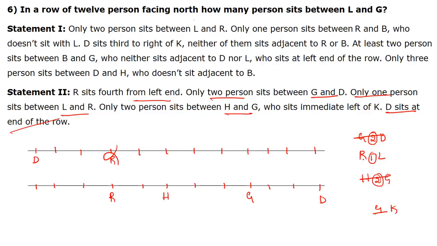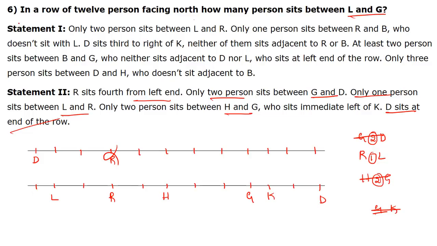Now between R and L there is a gap of 1 person. So R is here, 1 person, L cannot be placed here. We have to go this side, 1 place. So L has to be placed here. I hope you got it. Now K's immediate left must be G. So if I put K here, K's immediate left is G. So this is also done. Can we find the difference between L and G? How many persons are sitting between L and G?